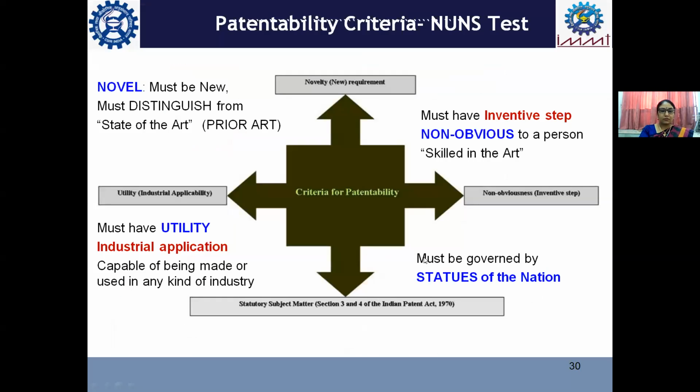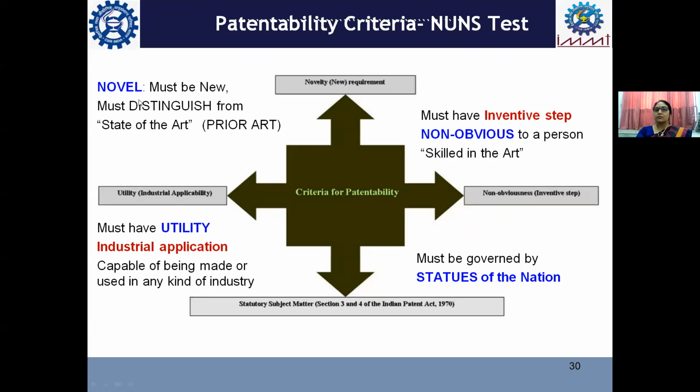So now let us look into what are called patentability criteria. Whenever you have some invention, it is not that if you wish to file a patent, you can just make an application so that it gets filed and it will be granted. No, it is not like that. An invention will only be granted provided it satisfies these 4 criteria, which can be called the NUNS test.